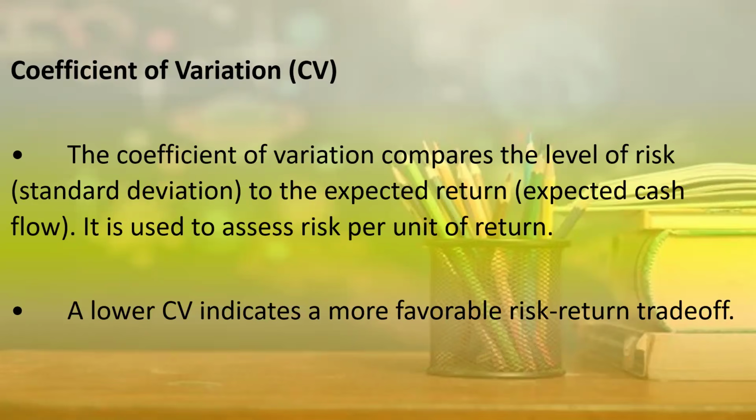And the last calculation which is required in the 12.12 problem is coefficient of variation, and it compares the level of risk to the expected returns. It is used to assess risk per unit of return. So the formula is the risk divided by the return. A lower coefficient of variation indicates a more favorable risk return trade off. So these four calculations are required in the problem.